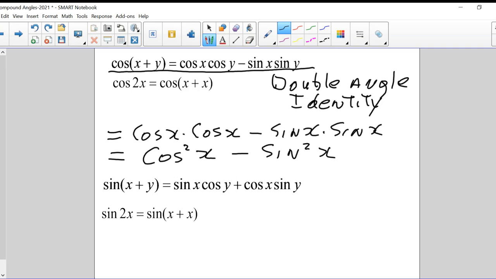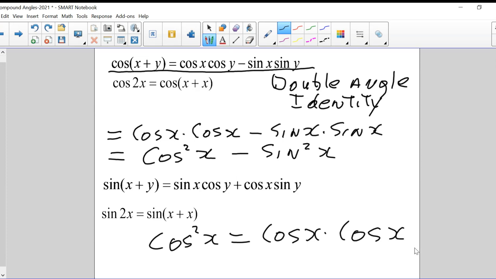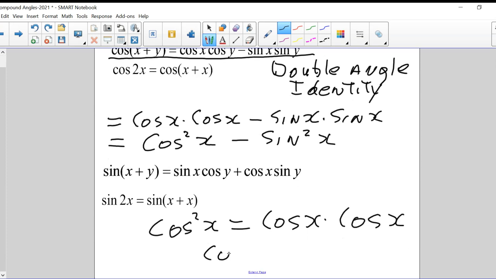In fact, let me just make a note of that. Cos squared x means what we said it meant. It meant cos x times cos x. That's what cos squared x means. Some people make the mistake of putting this, cos of x squared. And that's not the same thing. That's just completely not the same thing. They're not equal at all. So please don't make that mistake.